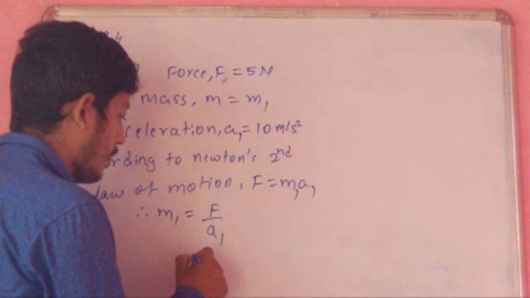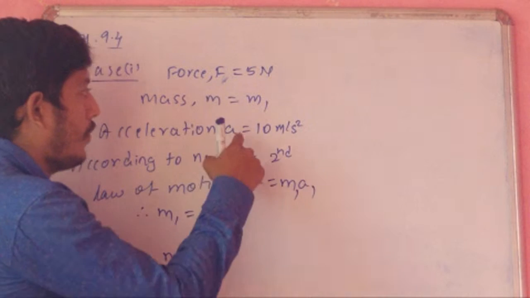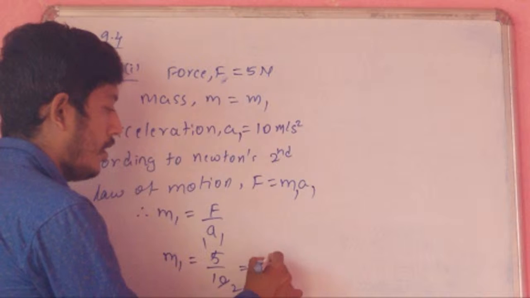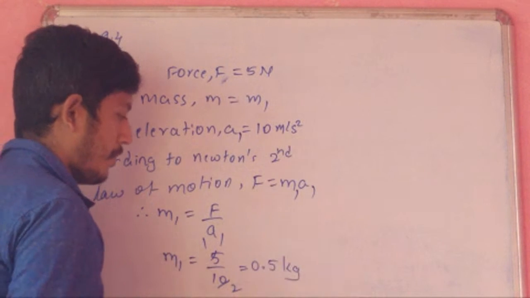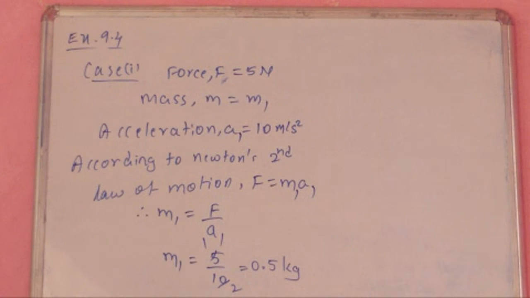So it becomes F value is 5 and a1 value is 10. 5 ones are 5, 5 twos are 10. That means it is 0.5 kg. So the value of mass m1 is 0.5 kg. Just look at that answer of case 1. How many of you understood that? How many of you understood the first case? Comment your name.